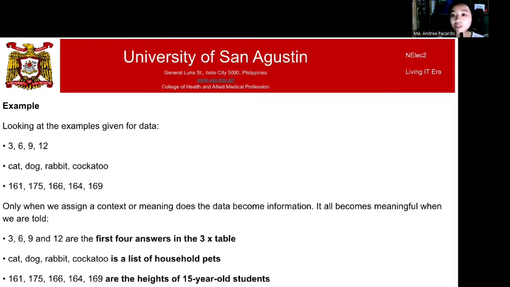For examples of information first: 3, 6, 9, and 12, and again cat, dog, rabbit, and cockatoo. These are all meaningless data. But they become meaningful when we are told 3, 6, 9, and 12 are the first four numbers in the 3 times multiplication table. Cat, dog, rabbit, and cockatoo is a list of household pets. 161, 175, 166, 164, and 169 are the heights of 15-year-old students. So let's move on.